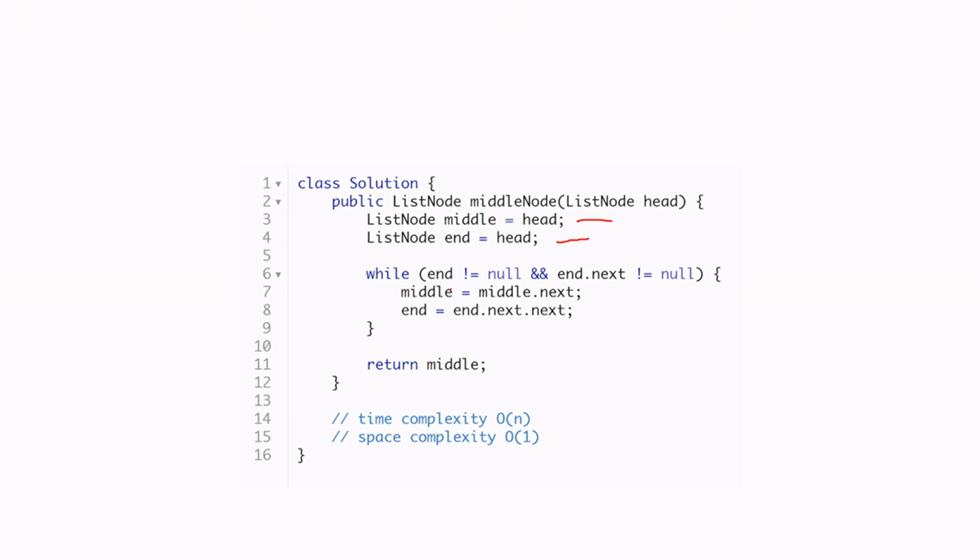We will check if last is not equal to null and last.next is not null, correct. In that case, we have to update middle = middle.next and last = last.next.next. This is faster and this is slower. Once the while loop is completed, we return the middle, and we will get the middle node. The time complexity will remain O(n), and the space complexity is O(1), because we are not taking extra space.